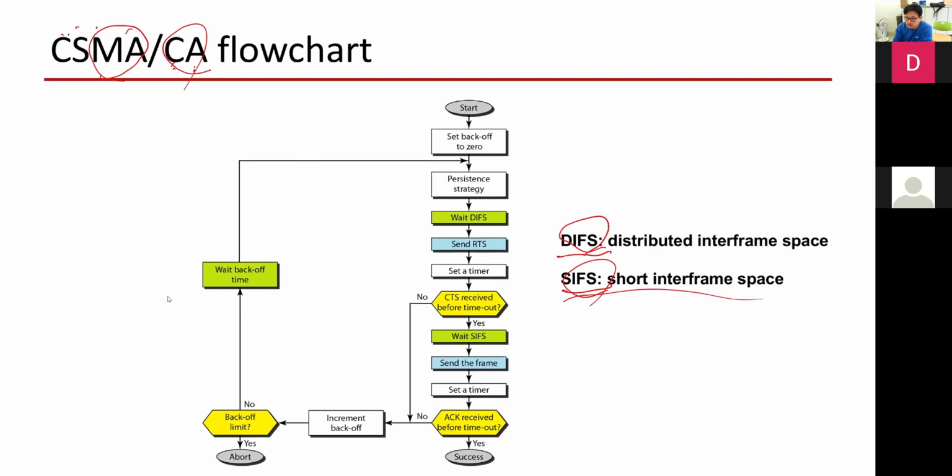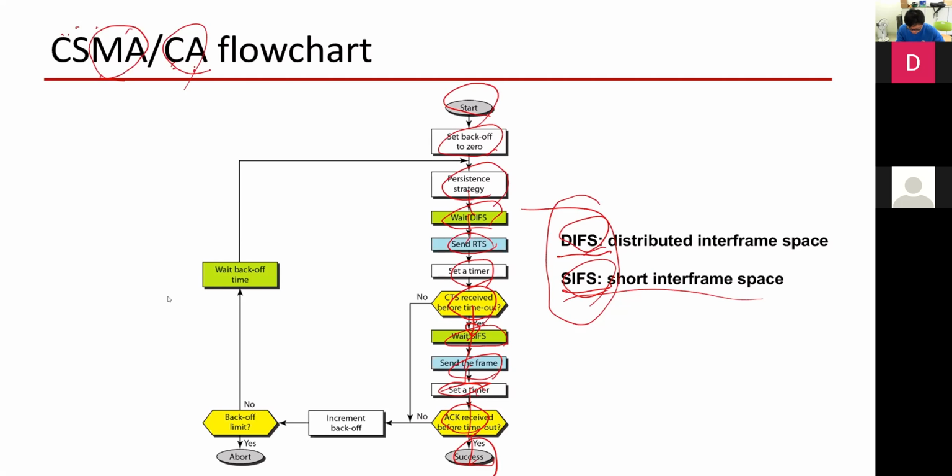Last lecture we discussed this, so I can assume you understand it. Starting: set backoff to 0, then with the persistent strategy, wait for DIFS and send RTS. Can I send it? And set a timer. Inside the timer, if I receive a CTS, did I receive it? Okay, I received it. Then wait for SIFS, send the actual frame you want to deliver, and set a timer. What does this timer do? It waits for the ACK. If you receive the ACK, the communication succeeded.